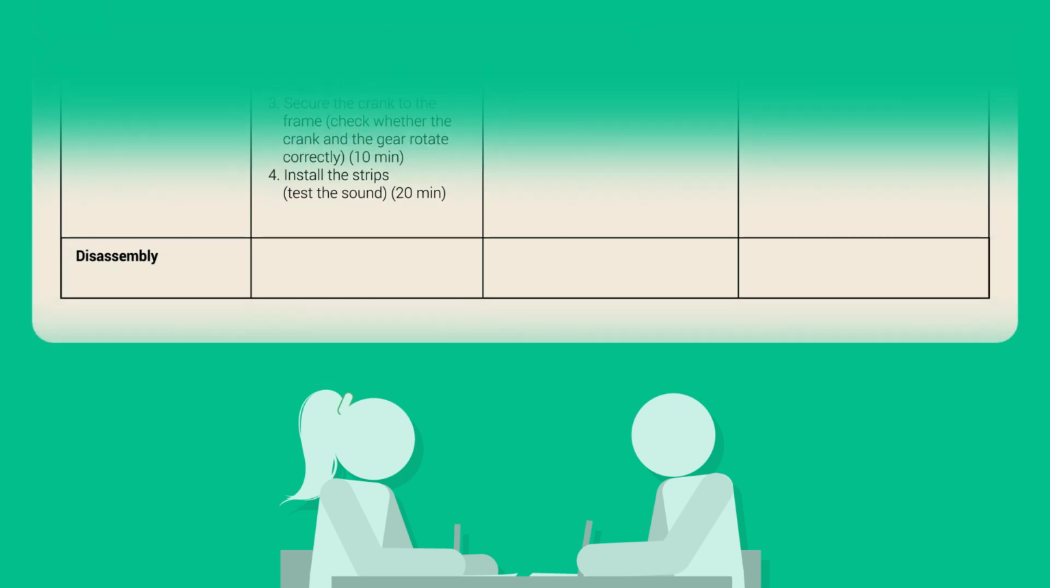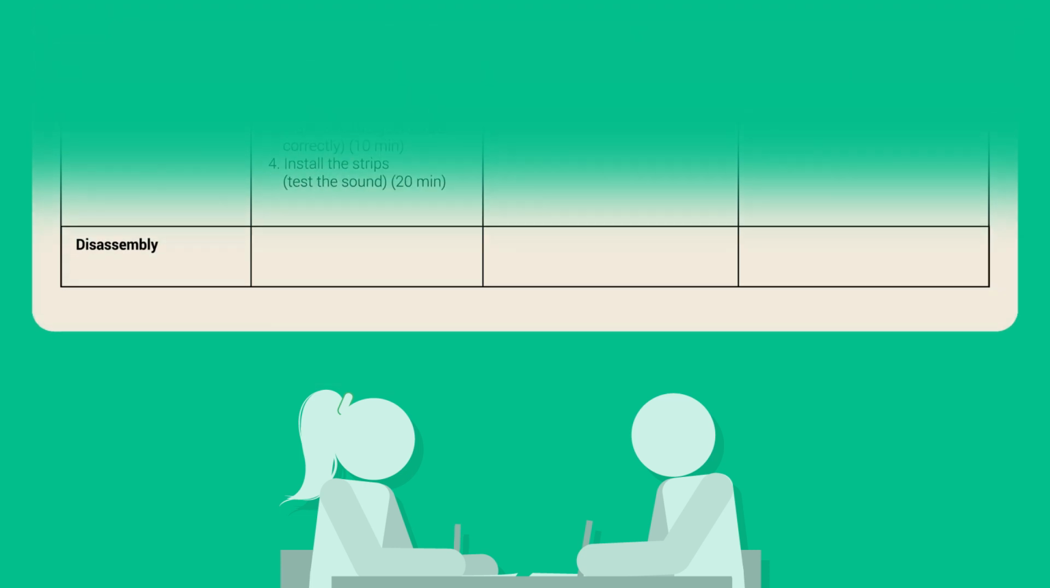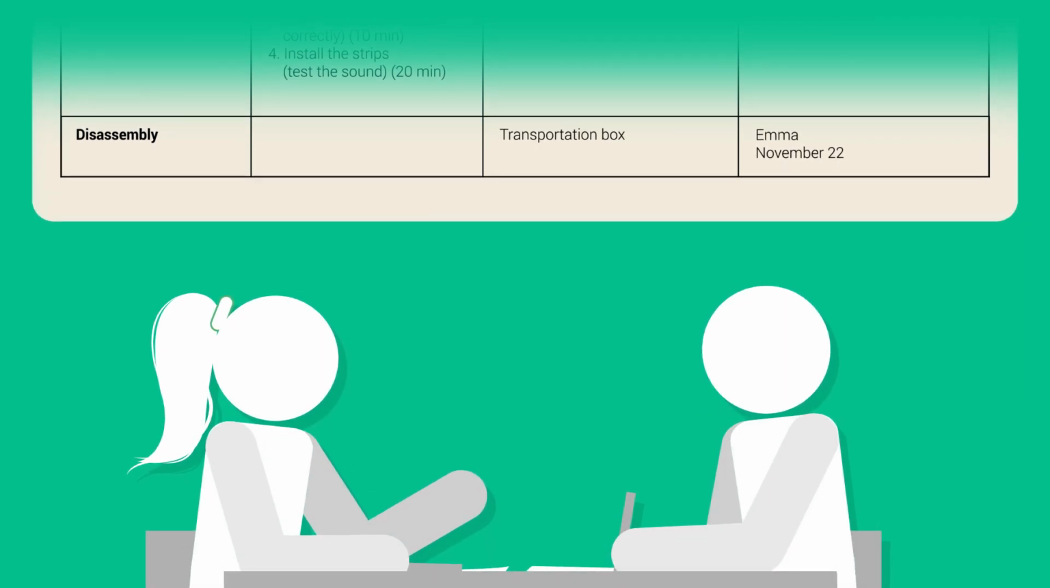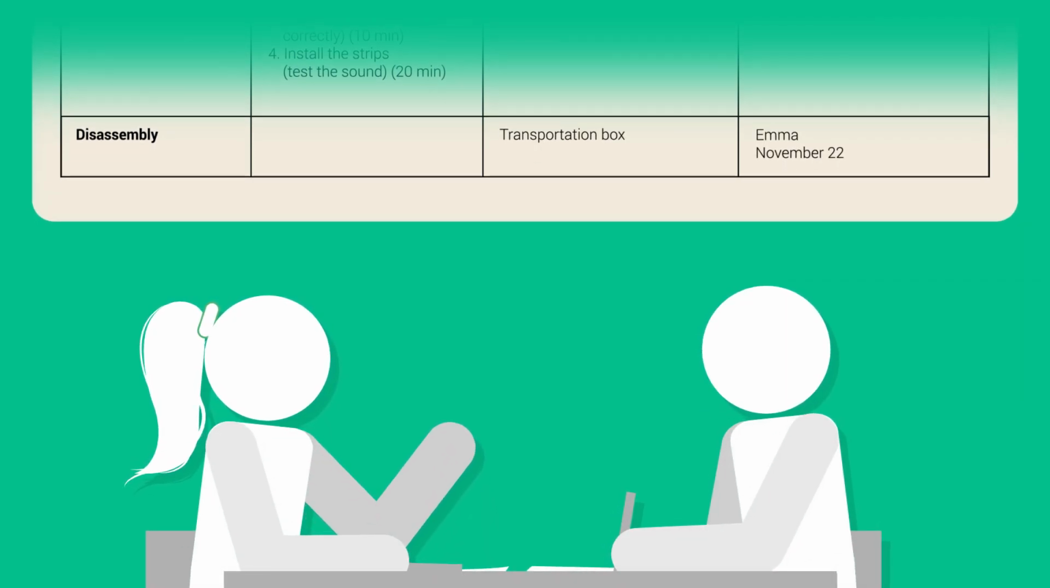The last step is disassembly. In some situations, it may be practical to plan on how to disassemble certain parts to make the object easier to transport, especially if the object is large. Luckily, our music box is small. We won't have to take it apart, but we still need a box to carry it in.